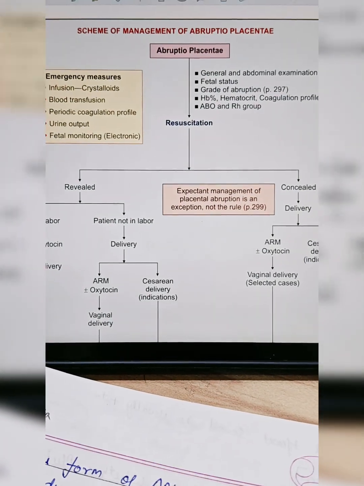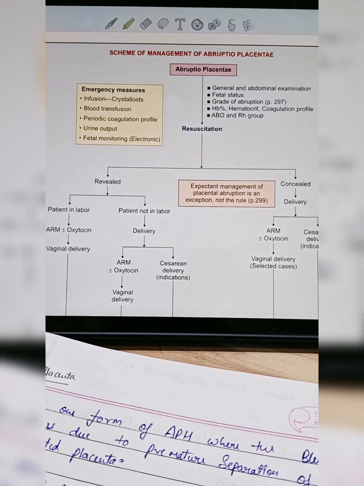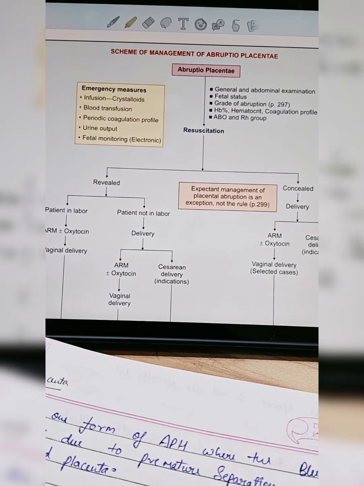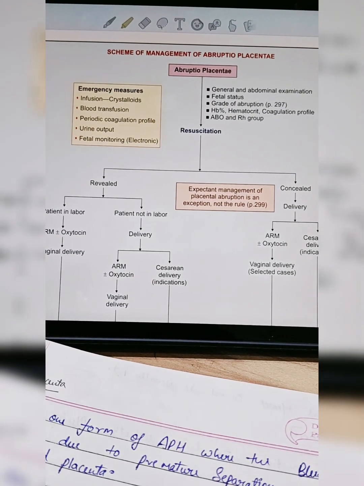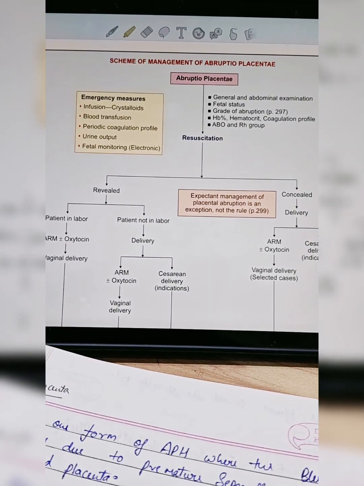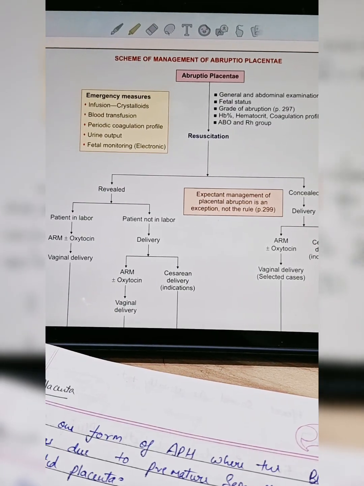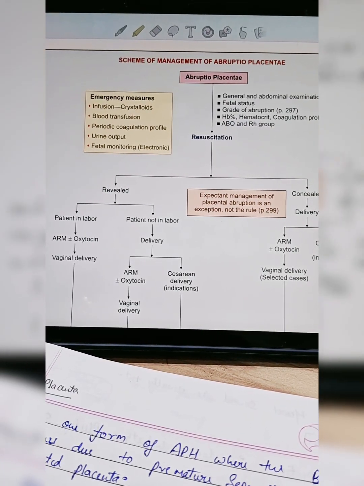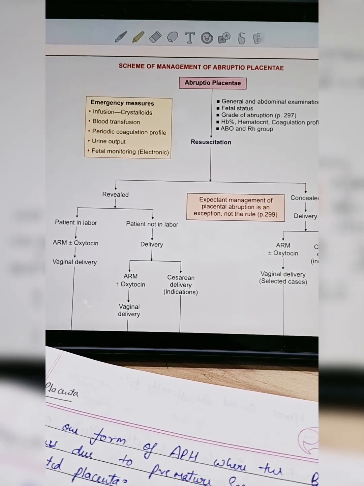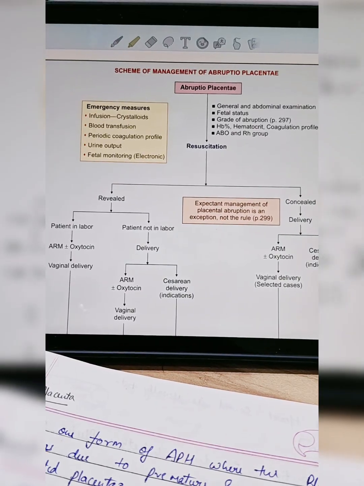In this, there is the scheme of management of abruptio placenta. Okay, so here the emergency measures are as we discussed. Now the general and abdominal examination is to be done, along with fetal status, the grade of abruption, the hemoglobin percentage, hematocrit, and the coagulation profile. ABO and Rh grouping is also done. Okay, now following the resuscitation, first classify it into revealed or concealed.